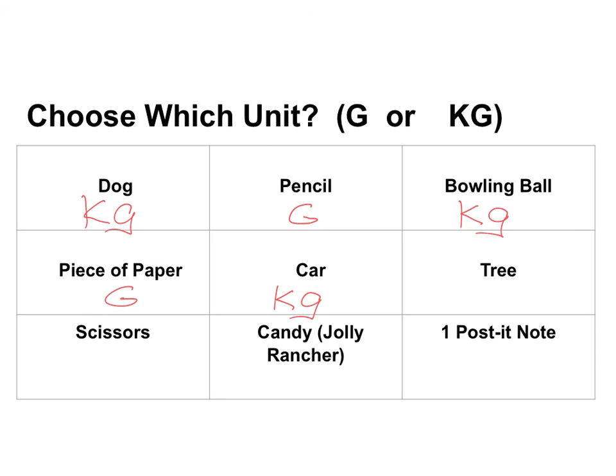A car, grams or kilograms? Kilograms. A tree, grams or kilograms? Kilograms. Next row, a pair of scissors. Should be grams. Candy, like a Jolly Rancher. Grams. And last one, a Post-it note. Grams. You see those three objects across the bottom row there are all smaller objects and very light in weight.